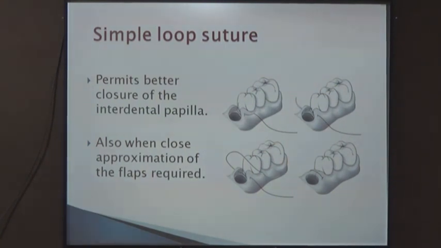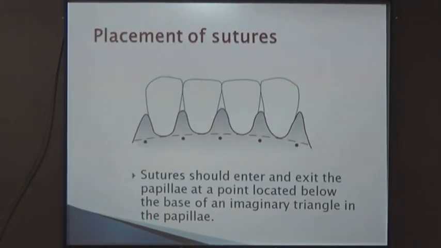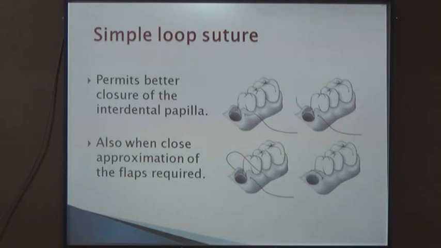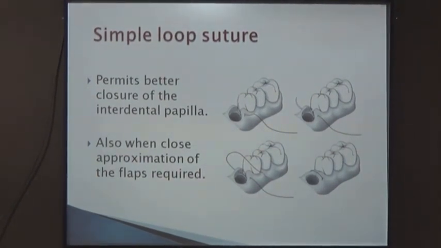Also, when close approximation of the flap is required, see the suture material and where the suture enters and exits, it is written in points. See whether it is the same. Is it so? Isn't it? To close the interdental papilla, and for the approximation of the flap, we will be using a simple loop suture.